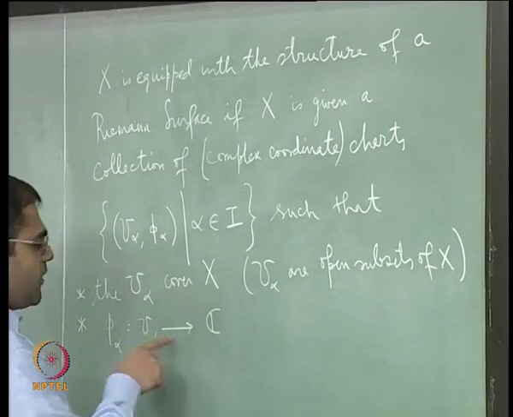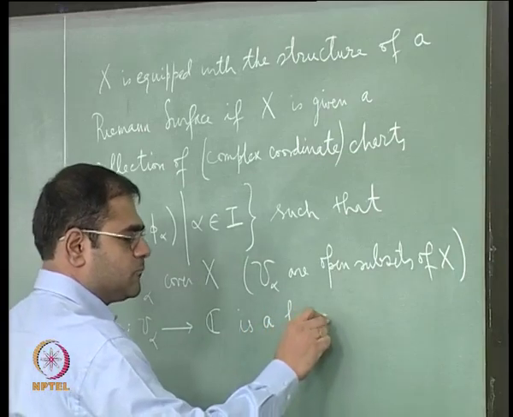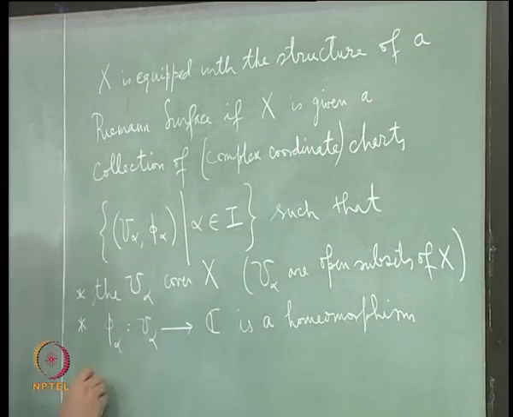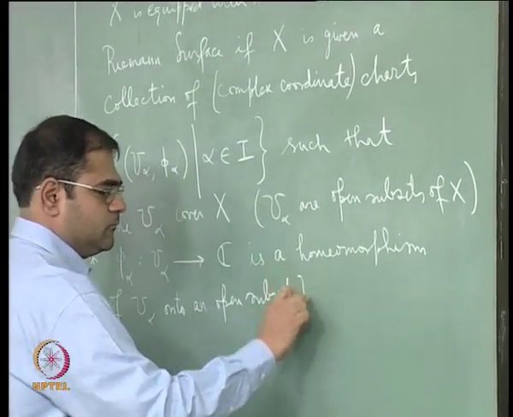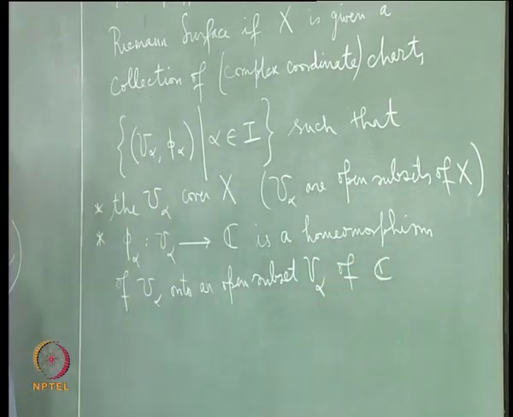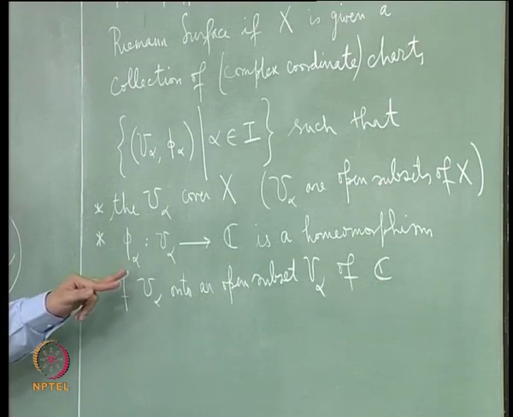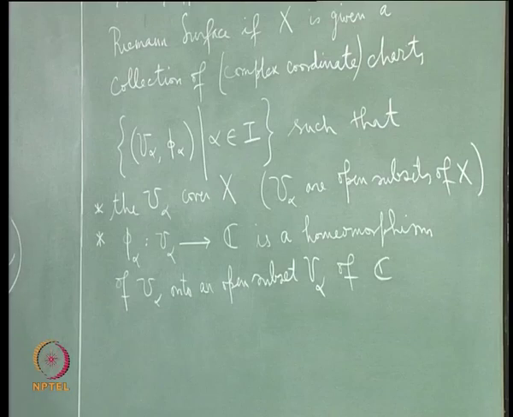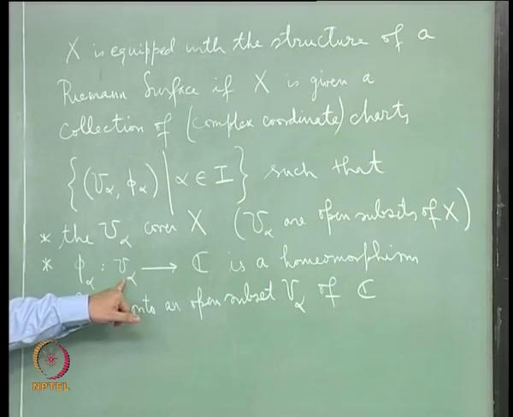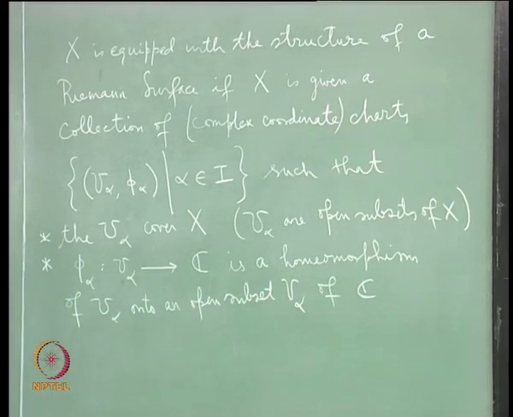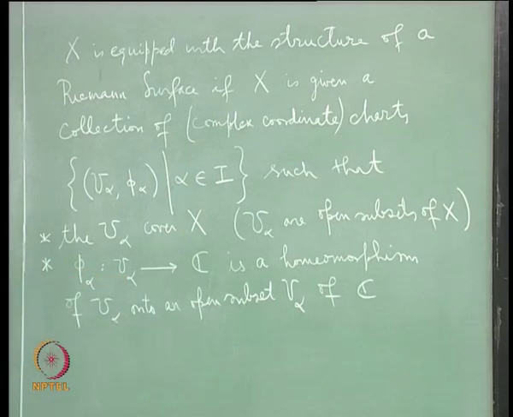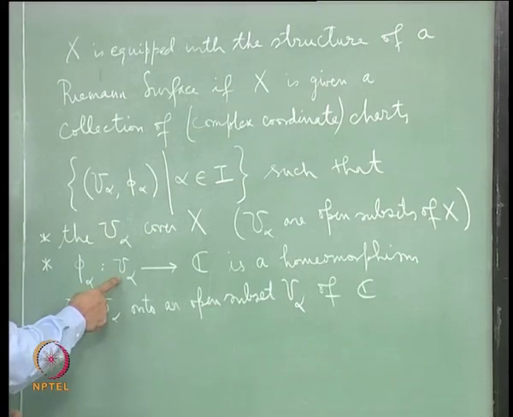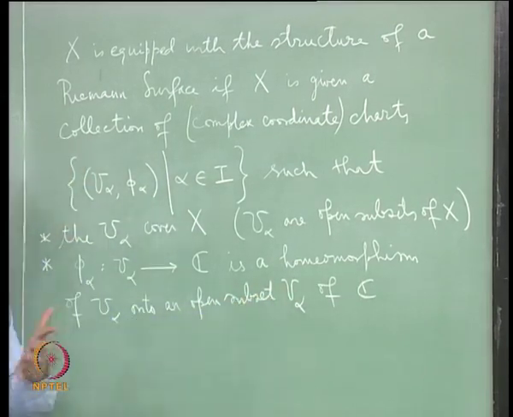So, phi_alpha from U_alpha to C is a homeomorphism of U_alpha onto an open subset V_alpha of C. And this is to be thought of as giving every point in this neighborhood U_alpha a parametrization by a neighborhood in the complex plane. So, by giving this homeomorphism, you are making every point in U_alpha acquire a complex coordinate, because you take any point in U_alpha, you take the image of that point under phi_alpha, you get a point of V_alpha, and any point in V_alpha has standard complex coordinates.